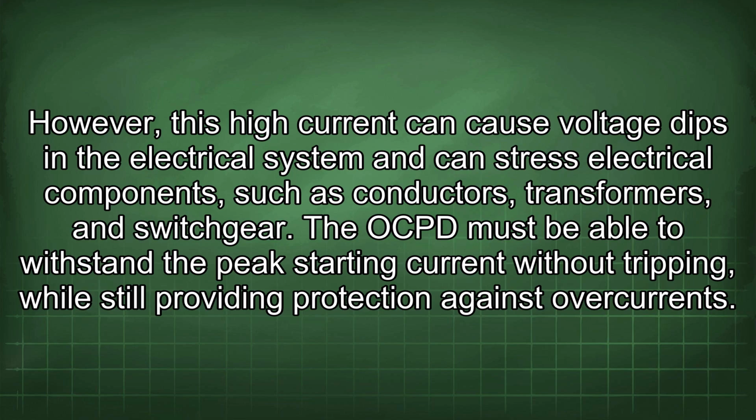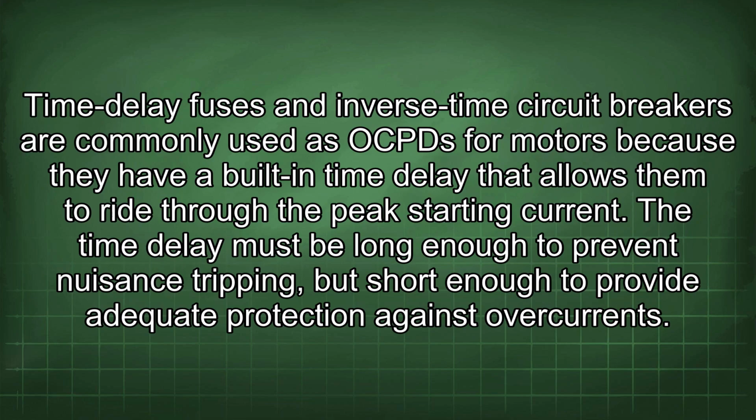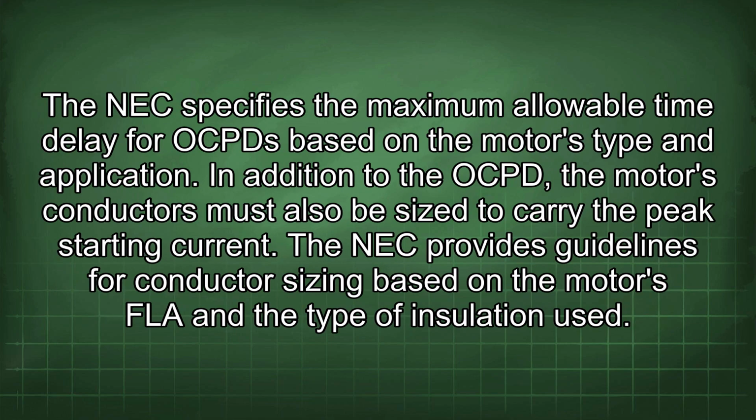The OCPD must be able to withstand the peak starting current without tripping, while still providing protection against overcurrents. Time delay fuses and inverse time circuit breakers are commonly used as OCPDs for motors because they have a built-in time delay that allows them to ride through the peak starting current. The time delay must be long enough to prevent nuisance tripping, but short enough to provide adequate protection against overcurrents. The NEC specifies the maximum allowable time delay for OCPDs based on the motor's type and application.